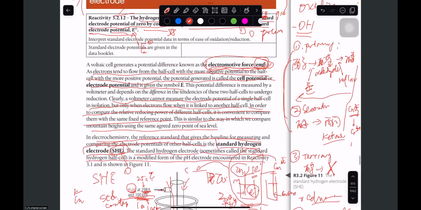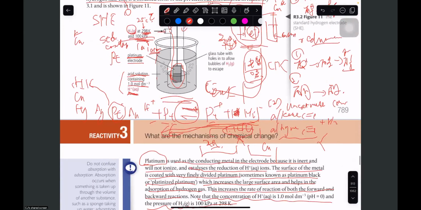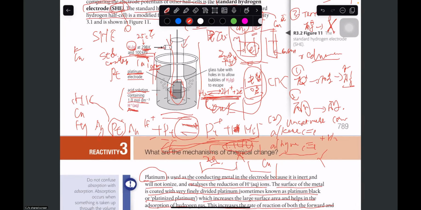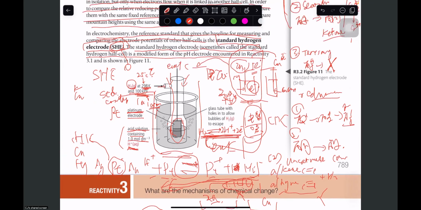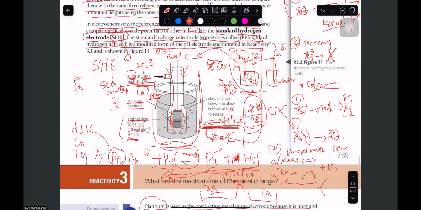This solution will have the reaction like this one. The hydrogen becomes hydrogen ions with 2 electrons, and the reverse will occur together. It will be at equilibrium. So the reaction is like this, and this structure will get its own EMF. The EMF we set as 0 volts. So this is the SHE structure.